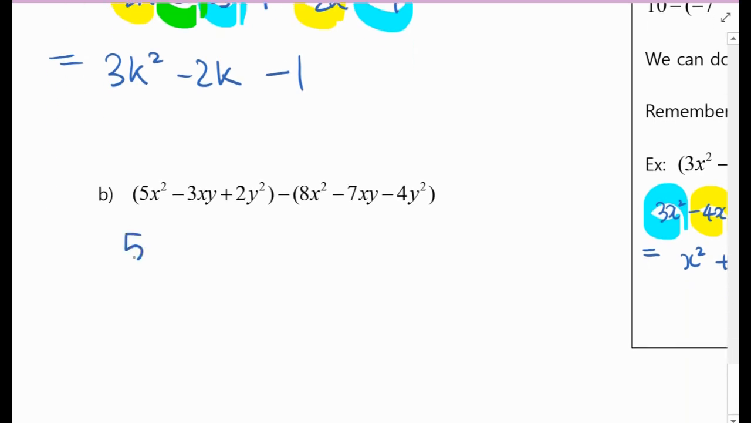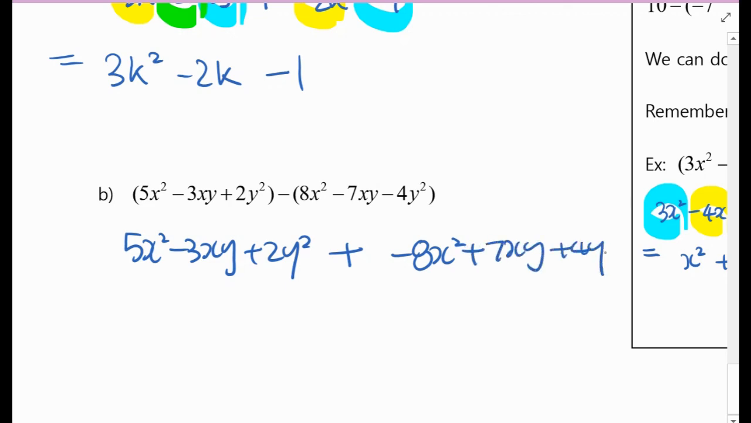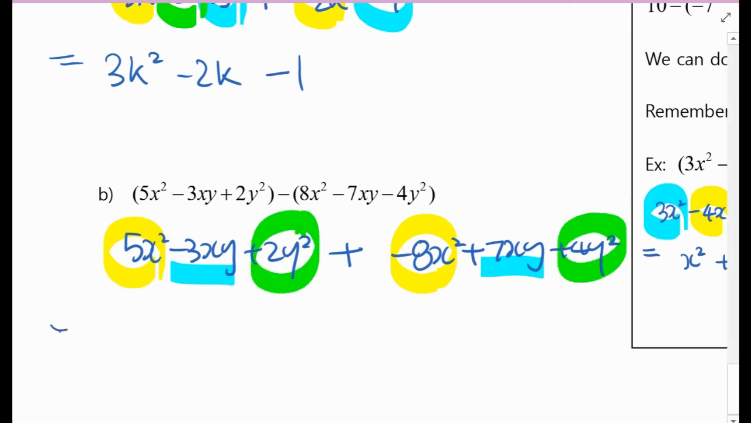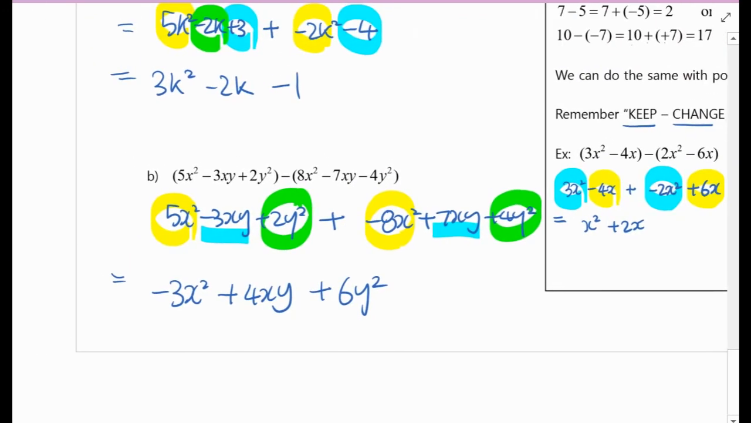Next, keep, change. Like terms. So 5x squared, negative 8x squared, negative 3x squared. Negative 3xy plus 7xy plus 4xy. 2y squared, 4y squared becomes 6y squared. So this is the answer.